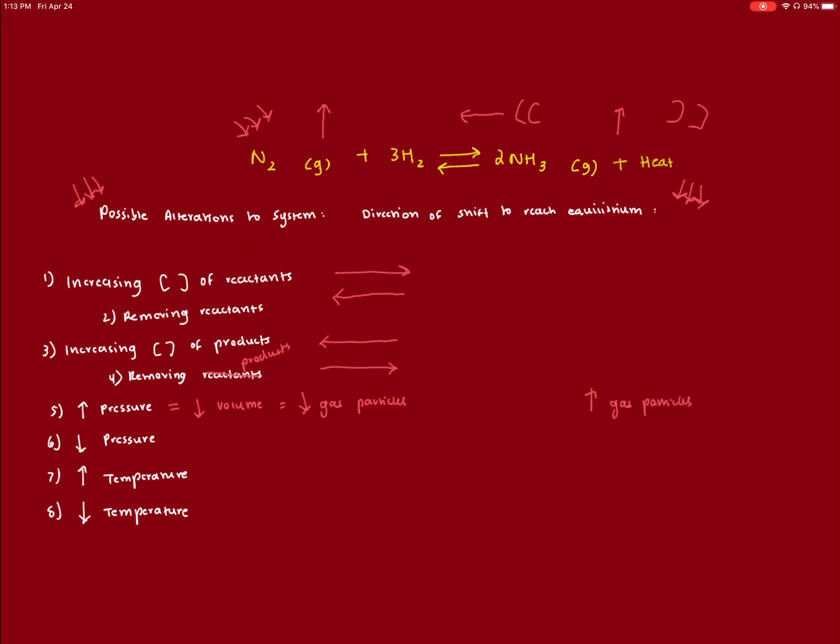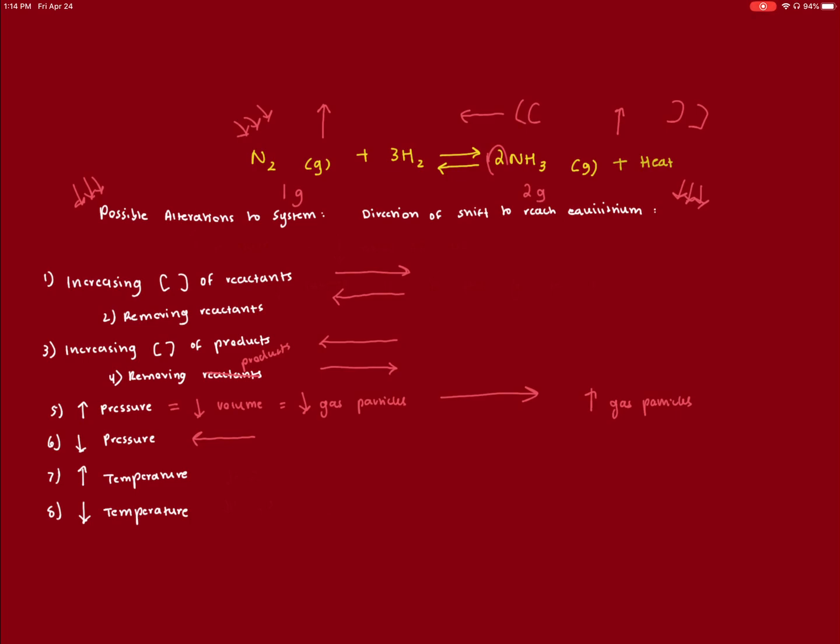So does the product side have more gas particles, or does the reactant side have more gas particles? Well, let's see. On the product side, we have 2 moles of gas, and on the reactant side, we only have 1 mole of gas. So we're going to see a shift towards the products. And that means that if we decrease the pressure, we're going to see the opposite. So we're going to see a shift towards the reactants, because the reactant side has a smaller number of moles of gases.